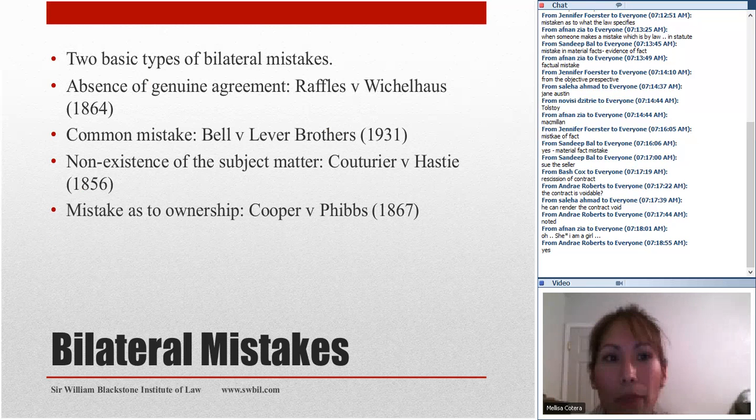As you told me before, bilateral mistake is a mistake made by both parties, correct? So we need to mention here that there are two basic types of bilateral mistakes. One is where each of the parties is mistaken, but they don't share the mistake. And the other type is where the parties share their mistake.